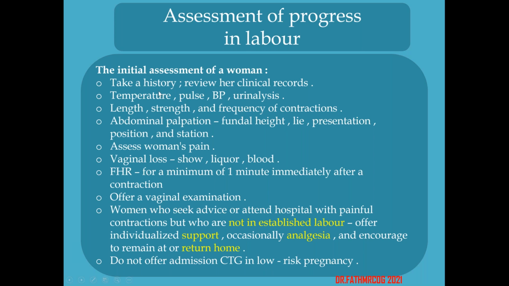So you should take a history, focusing on the risk factors in this patient. Then do an examination to know about the lie and the position. You should do a vaginal examination and check the fetal heart rate, and determine whether this woman is in established labor or in the latent phase. This is very important in the first assessment of the patient, and to decide whether to give her analgesia.